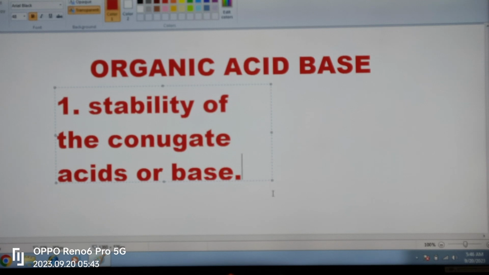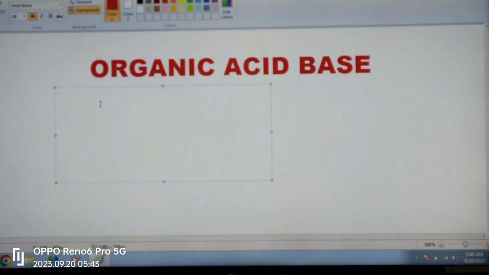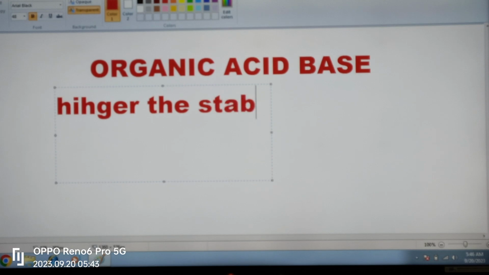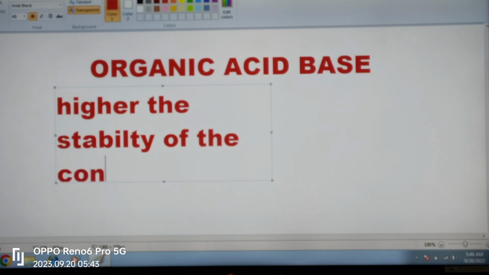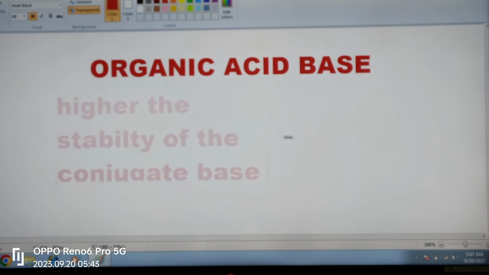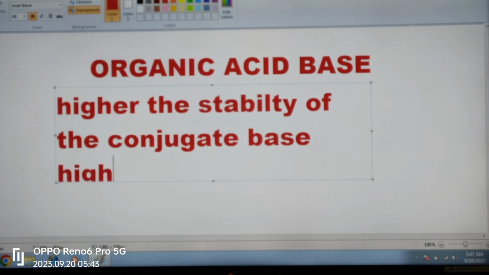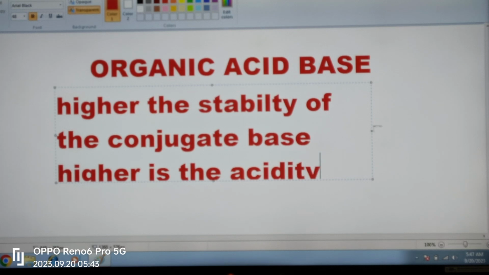So let us start with some examples. Whatever I say, higher the stability of the conjugate base, higher is the acidity. How can you explain these observations?